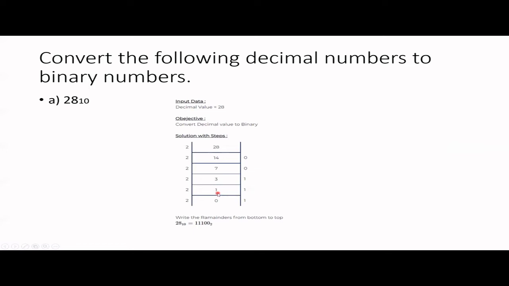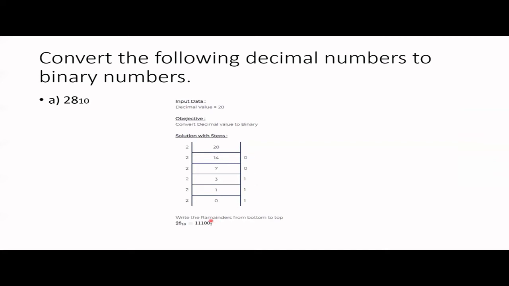You don't stop here. Until your quotient is 1, you have to continue this. So 1, you divide again by 2. You cannot divide it, so 0, and your remainder is 1. So you have to continue until you get 0 here. And after that, you have to write the remainders bottom to top: 1, 1, 1, 0, 0.